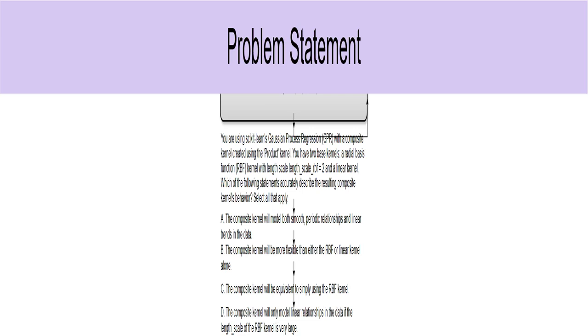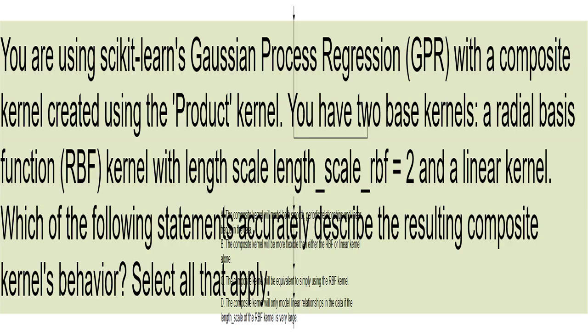The product kernel multiplies the effects of the base kernels together, creating a new kernel which is more expressive than either base kernel on its own. This statement is partly correct. The combined kernel can indeed capture smooth (from RBF) and linear trends (from the linear kernel). However, it doesn't magically introduce periodic relationships. Neither of the base kernels inherently model periodicity.